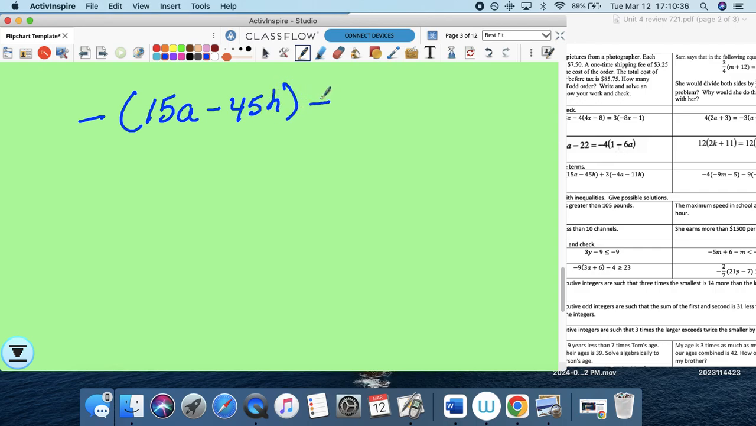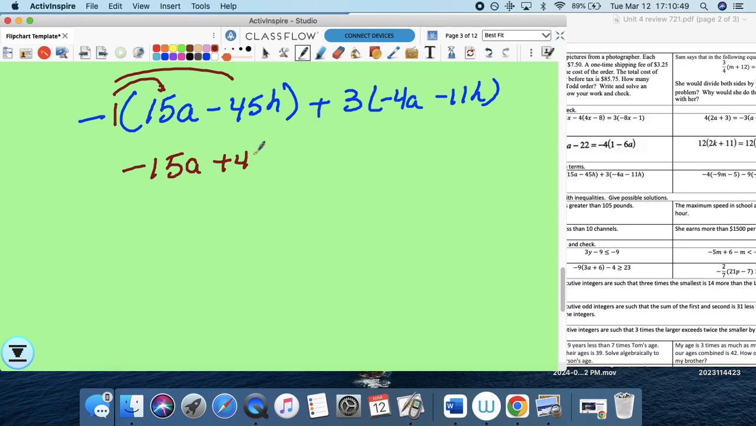But you already know how to do it. So the first thing, before we combine like terms, we've got to get rid of the parentheses. And we do that by using the distributive property. If you want to imagine there's a 1 here, go ahead. We get negative 15a plus 45h. And then positive and negative is negative 12a. And then positive and negative, negative 33h.